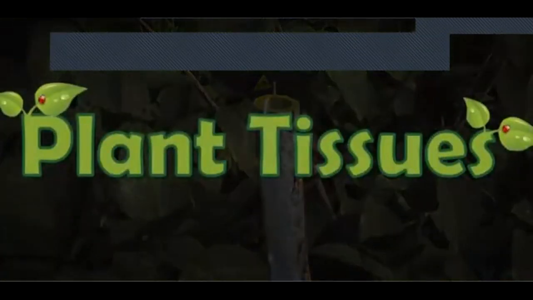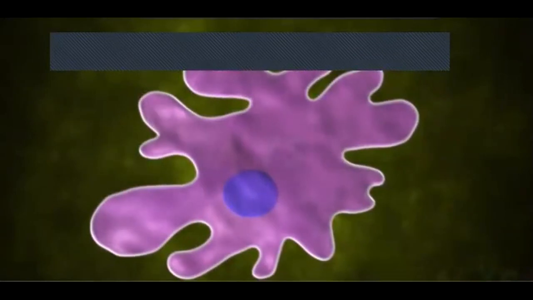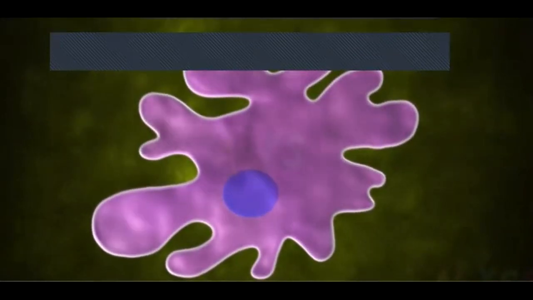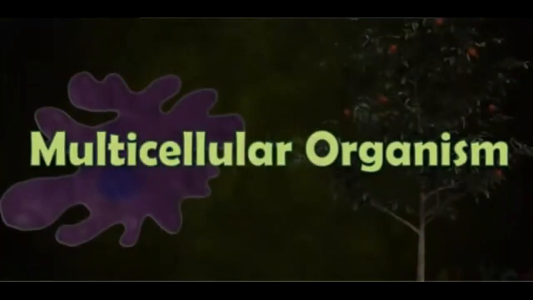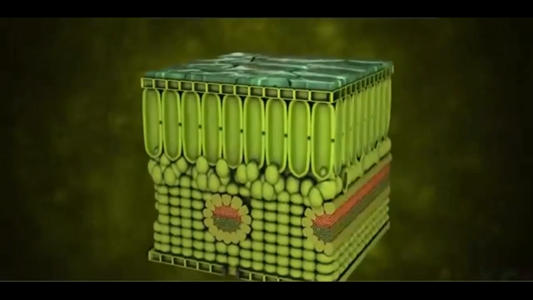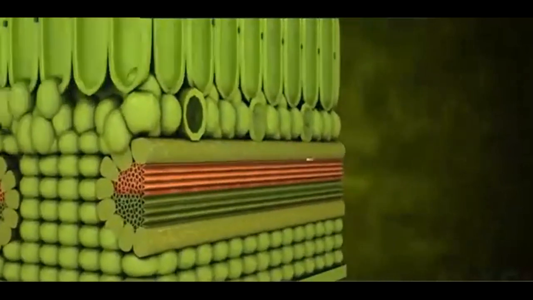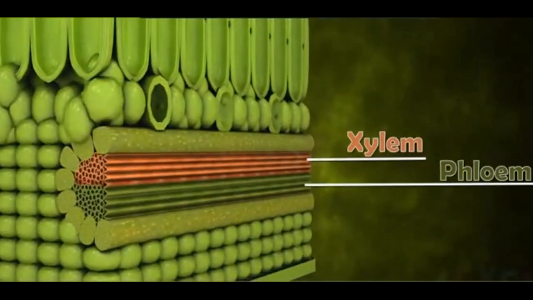Plant tissues. We know that the fundamental unit of life is a single cell, but all higher organisms are made up of more than one cell, also called multicellular organisms. In multicellular organisms, similar kinds of cells group in a specific tissue to perform particular functions, which support the efficient functioning of organisms by providing division of labor. Examples are xylem, phloem, etc.